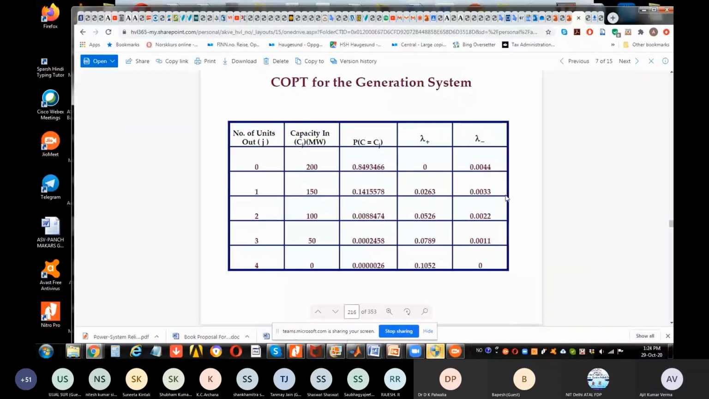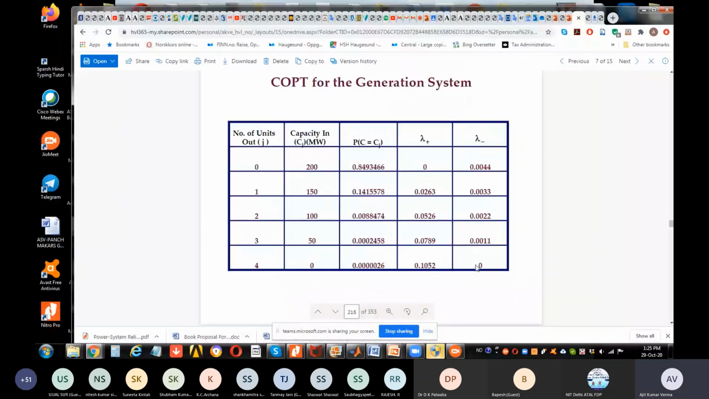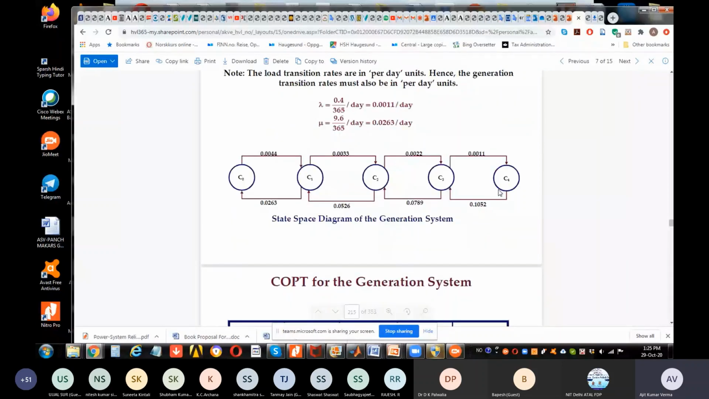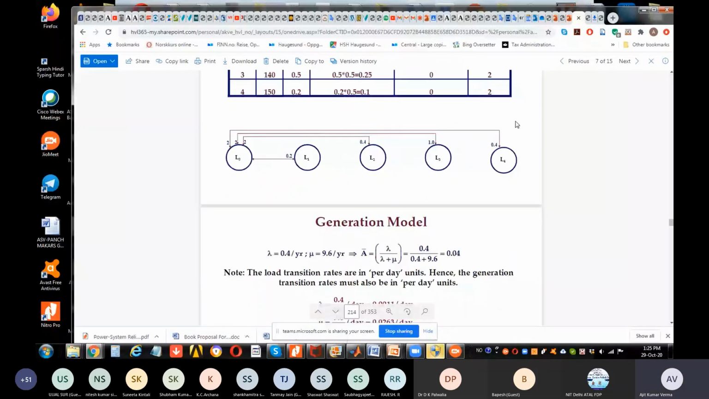Likewise for 100, to a higher state is 0.0526, to a lower state is 0.022. Okay. So likewise for 50, and likewise for 0. For 0, there is nothing lower, but there is a higher state. From 0, to a higher state is 0.1052. There is nothing to a lower state than 0. So that's to a higher state. So this is the capacity outage probability table for the generation. This was the load model. This is the generation model.